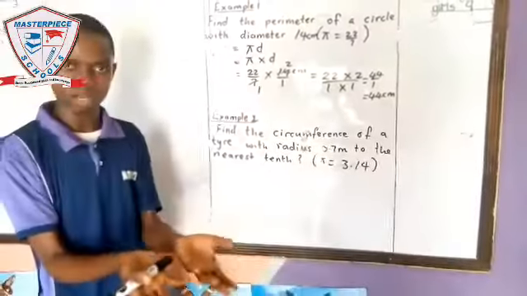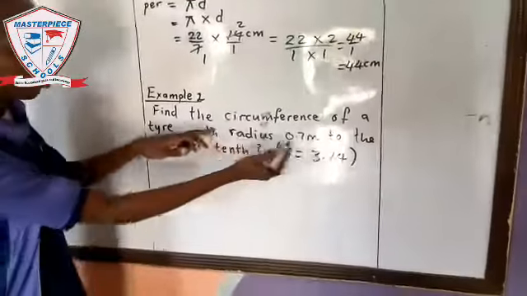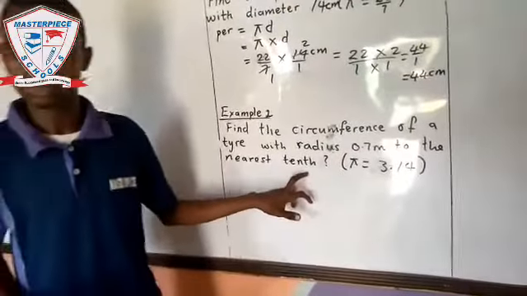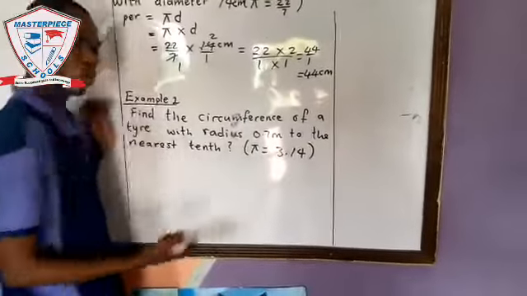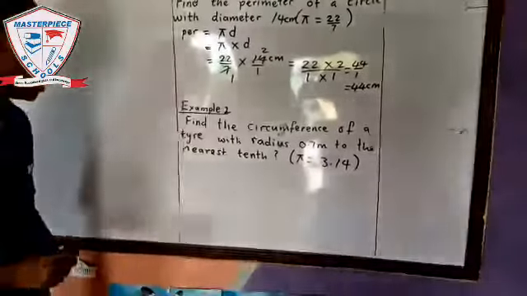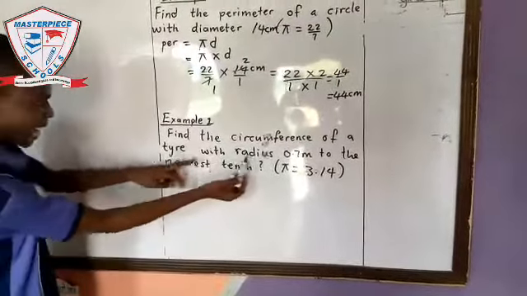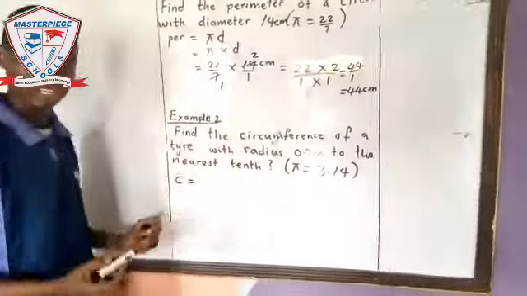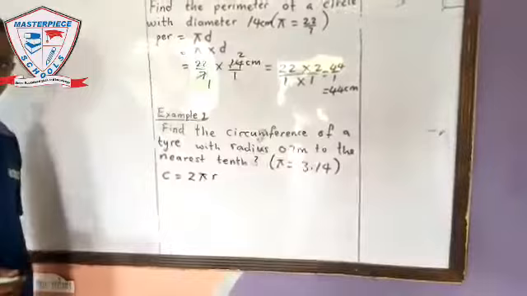This question says, find the circumference of a tire. You know, a tire is like a circle, isn't it? The tire has a radius of 0.7 meter, but this time to the nearest tenth. The question also says take pi to be 3.14. As I said, whatever the question asks you to take your pi to be is what you should use. Circumference is the same thing as perimeter, so C equals what? This time it is with radius, so you cannot use pi d since diameter is not given in the question. So what you will say is 2 pi r.